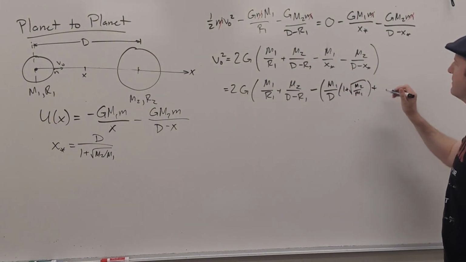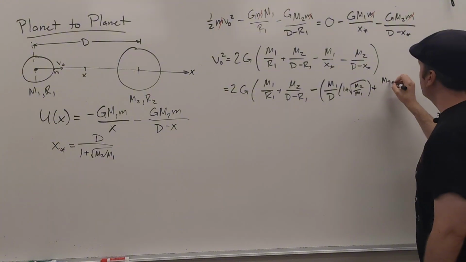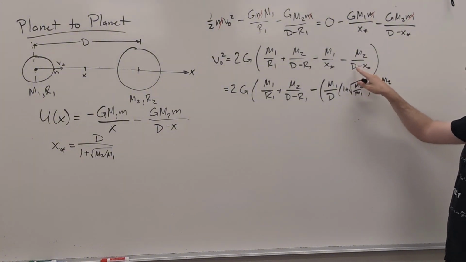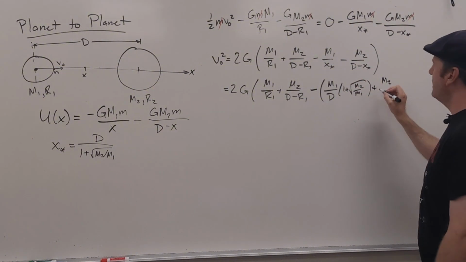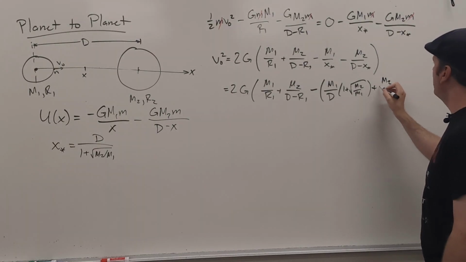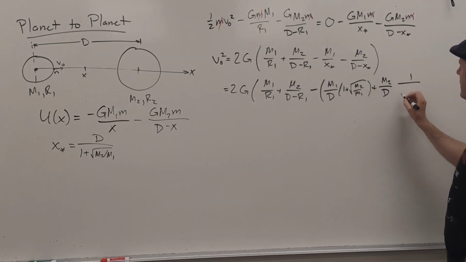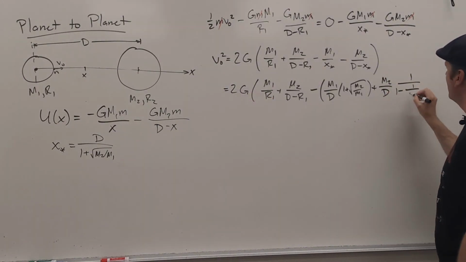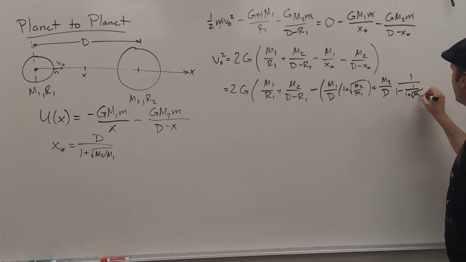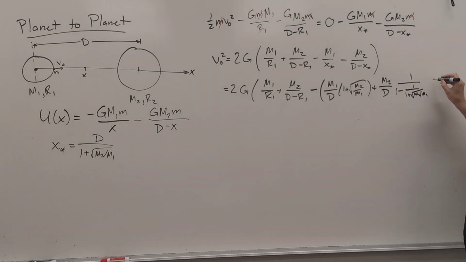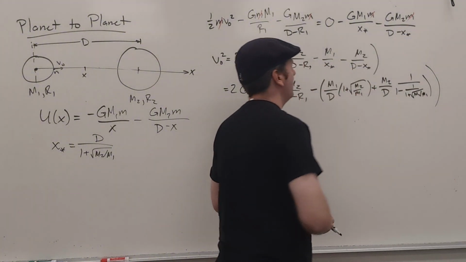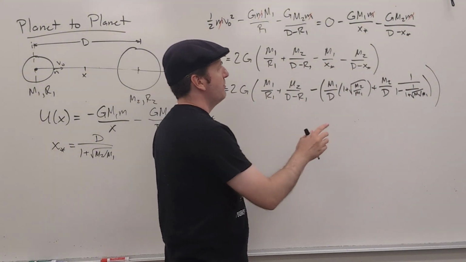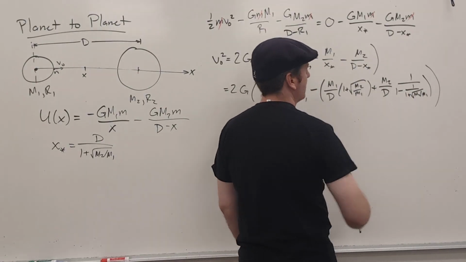Plus, I pulled up the minus already. M2, now this one we got to be a little careful. D minus this. Maybe I will actually go ahead and write that out. So I'll pull out the D, but I'll write this as 1 over 1 minus 1 over 1 plus this square root. Okay, it's getting a little shaky here, but it turns out that this isn't as bad as it looks.